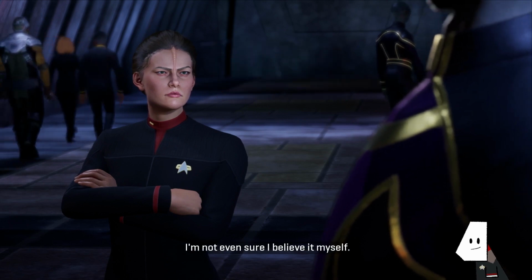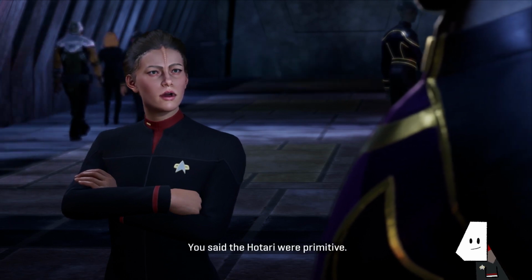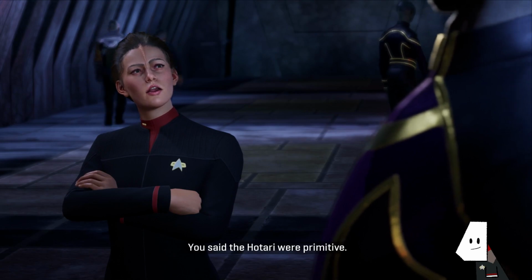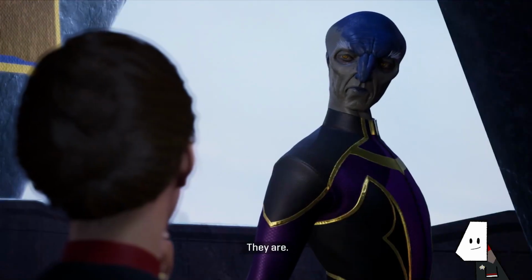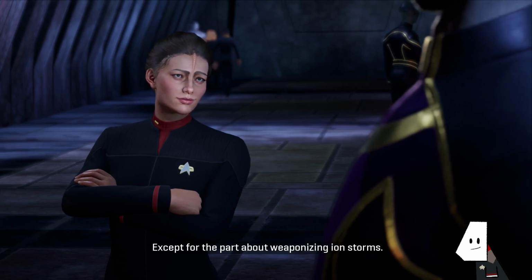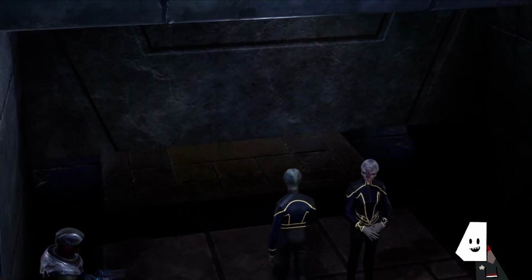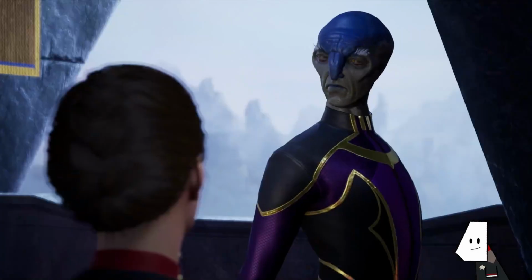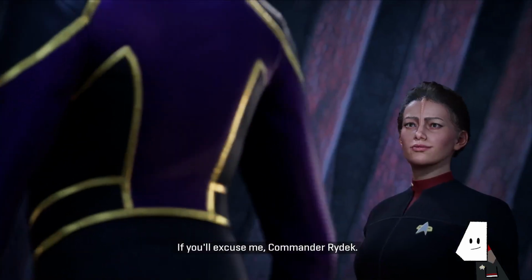You said they were primitive. But that's what they said. You said the Hotari were primitive. Well, they are. Except for the part about weaponizing ion storms. Yeah, doesn't sound very primitive to me. If you'll excuse me, Commander Ryder.